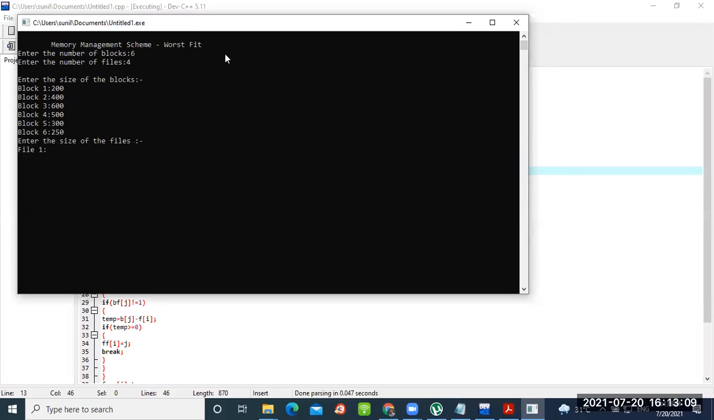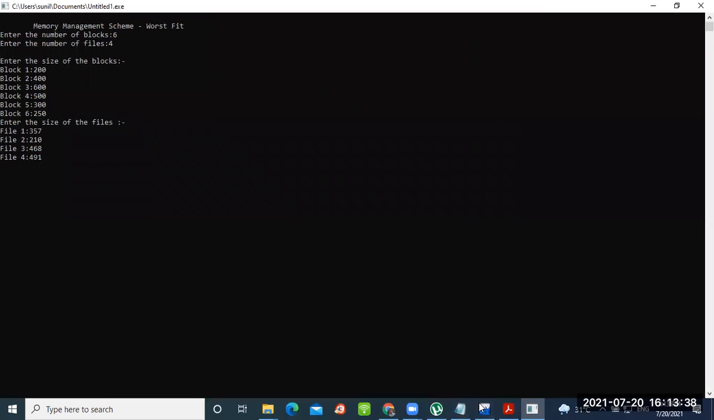Then enter the size of the processes. What is the size of the first process? 357. Then next? 210. Next? 468. Next? 491. So if I try to solve this one, let's see what the answer is first. Let me calculate.